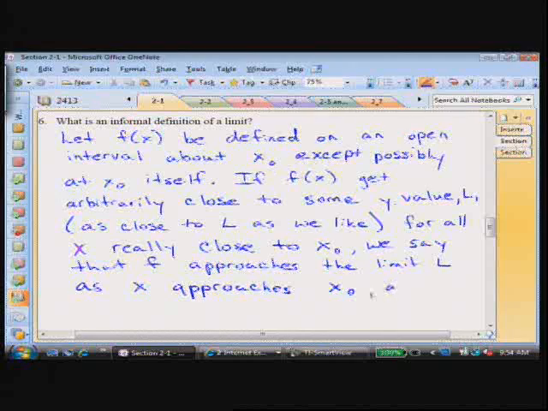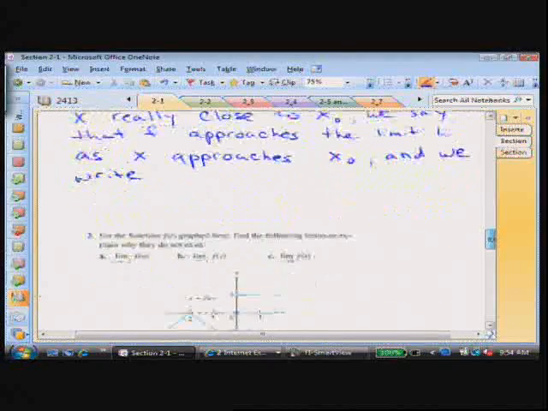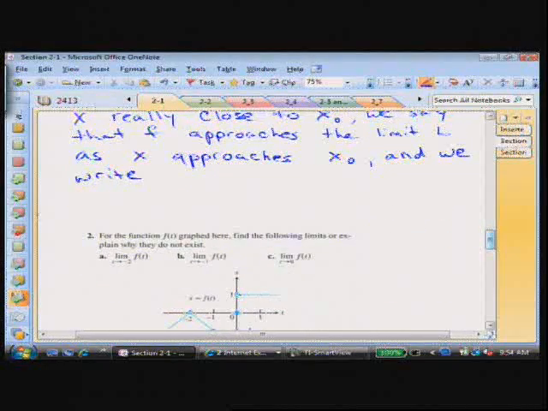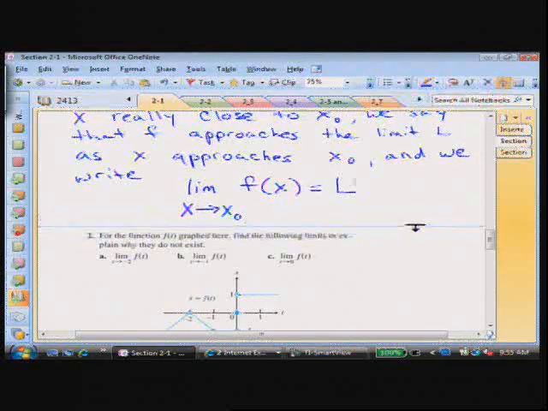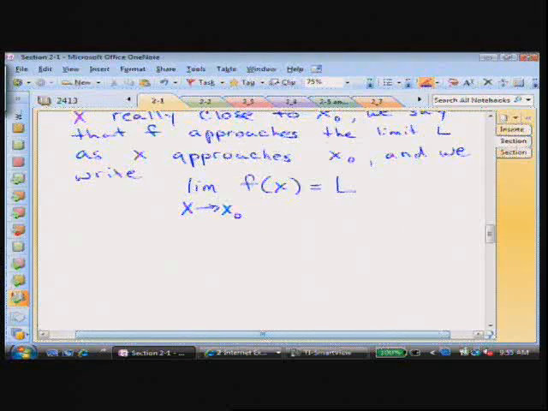And we write the limit as x approaches x naught, and it's almost like you see me say, as I write it, I'm saying it. The limit as x approaches x naught, the little arrow goes for approach, of f of x, there's my function, is equal to what? What is it equal to? It's equal to L. That's the y value. Okay? So this is maybe your first experience with limit notation.